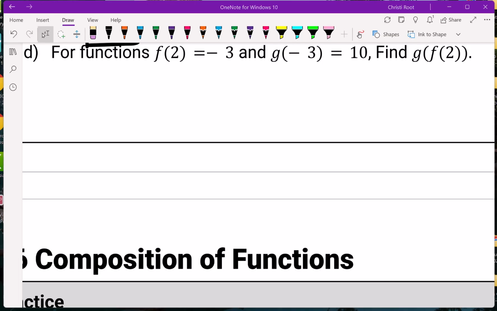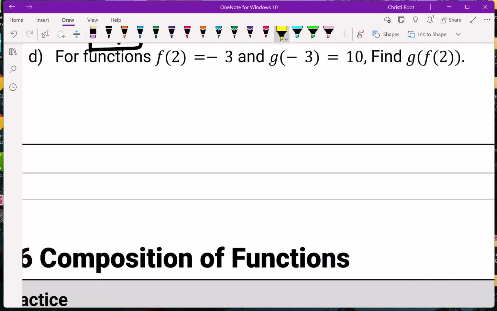All right, so what we're going to do is look at f of 2. Remember, if they gave you the functions, you would plug in a 2. But look at what they gave you. It says f of 2 is equal to negative 3. So instead of making you plug anything in, it just tells you what the result is. So you're going to replace f of 2 with negative 3. Do you see that? Okay, now that is just asking you to find g of negative 3.